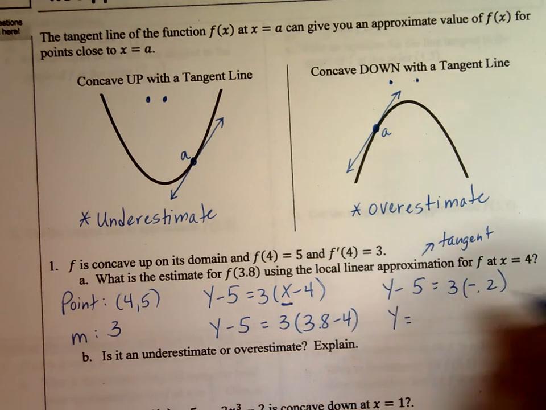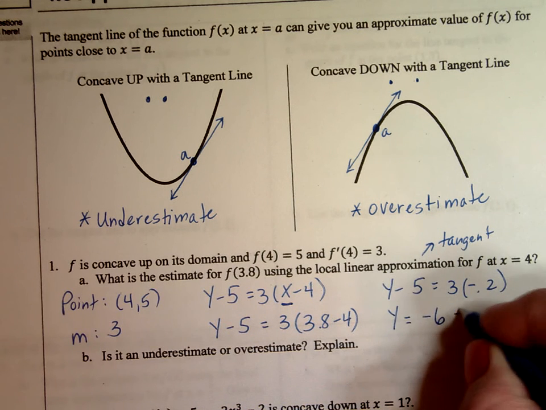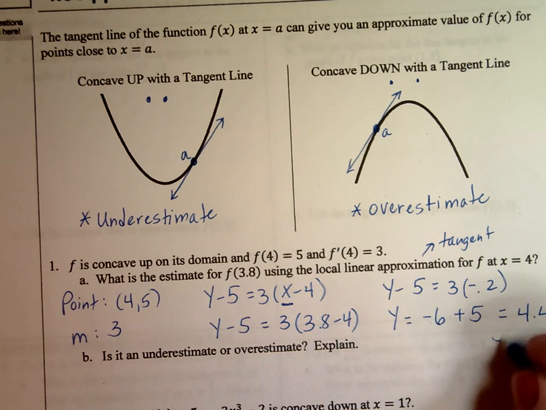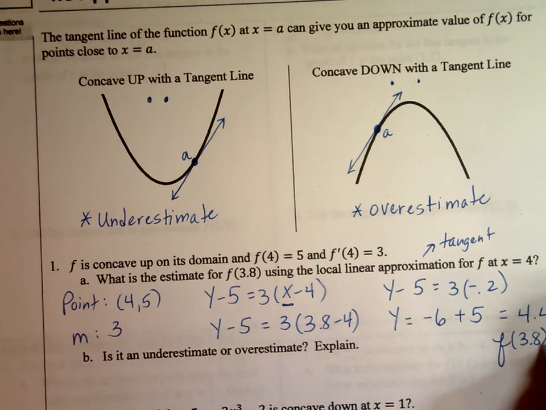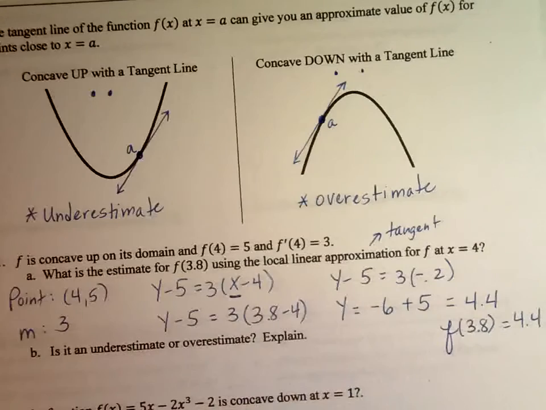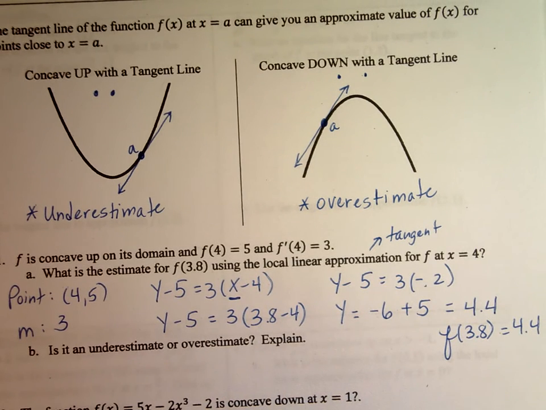Y equals, I'm going to bring that 5 over, negative 0.6 plus 5 gives me a value of 4.4. So that means that f of 3.8 equals approximately 4.4 based off of the tangent line.